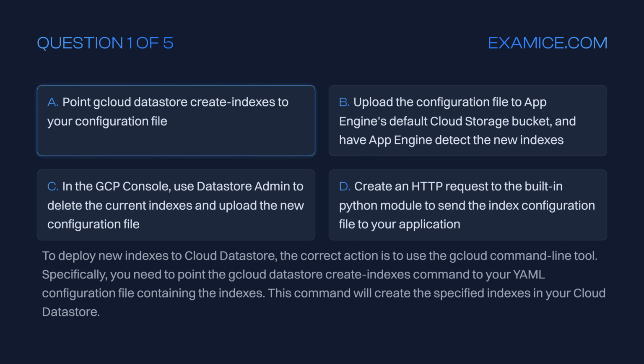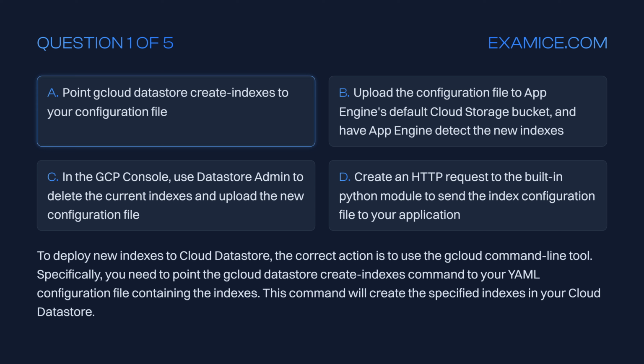The answer is option A. To deploy new indexes to Cloud Datastore, the correct action is to use the gcloud command line tool. Specifically, you need to point the gcloud datastore create-indexes command to your YAML configuration file containing the indexes. This command will create the specified indexes in your Cloud Datastore.